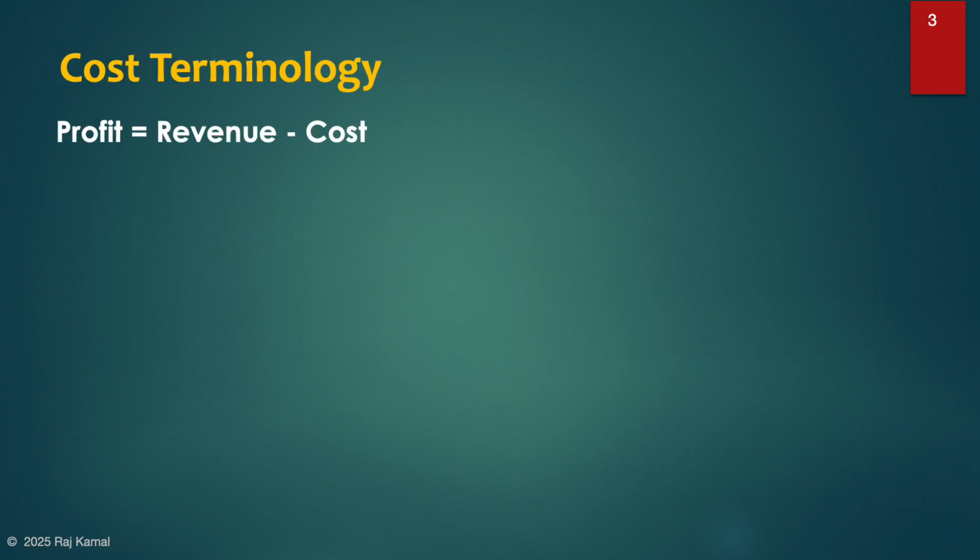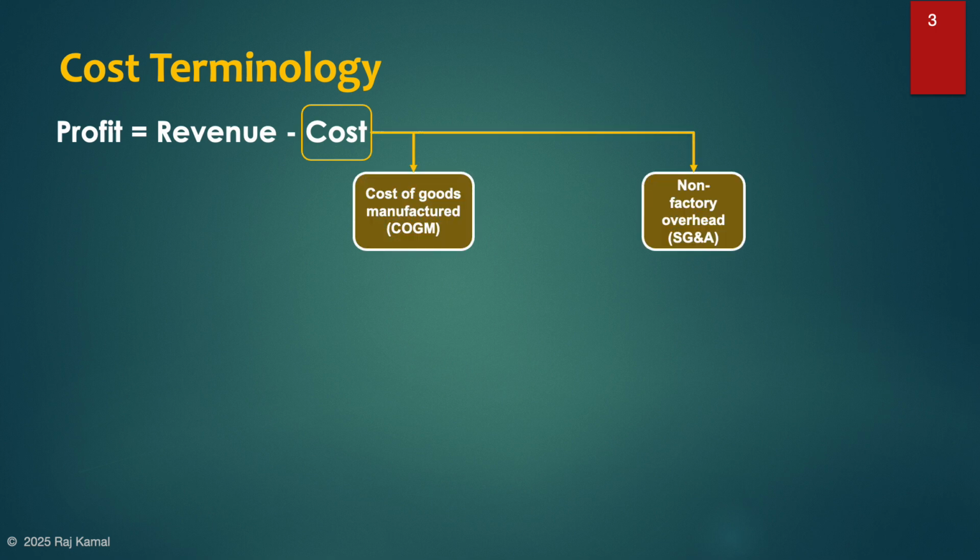On this slide, we will look at cost terminology. Profit is the difference between sales revenue and the costs. So let's take a look at some of these costs. There are costs of goods manufactured, which we just talked about, and then the organization may have non-factory overhead, sales, general, and administrative expenses, for example, SG&A. So combined together, those are the total cost of the organization.